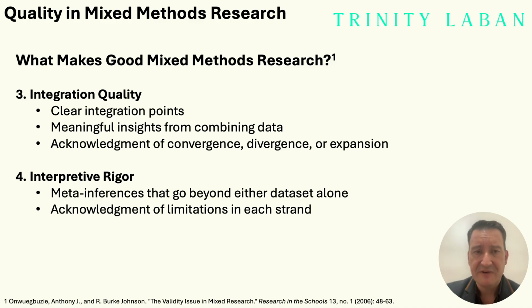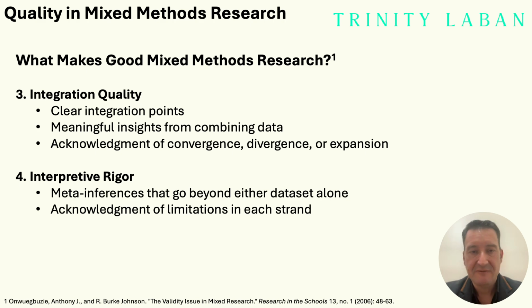When the findings converge, both point to the same conclusion. You've discovered triangulation, which strengthens confidence. When the findings diverge, seemingly different things that contradict each other, that's important because it suggests complexity that needs explaining. When one expands on the other, adding a dimension that the other couldn't capture, that's valuable and it's complementary. You need to be explicit about what you're seeing and what it means.